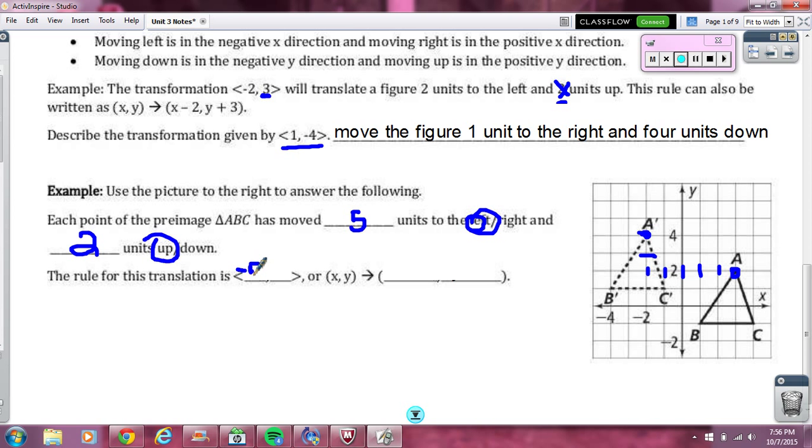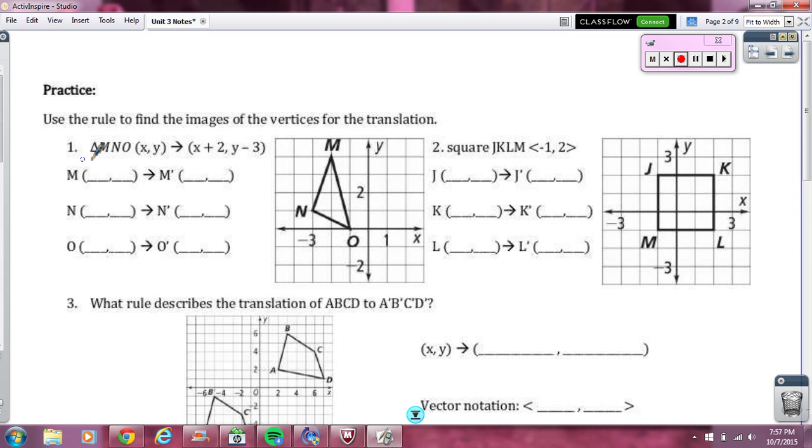If I wanted to describe that using a vector, then I could put -5 because I'm moving to the left, and a +2 because I'm moving up. Another way I could write it, x minus 5, and then a comma, and y plus 2. So on the next page, you've got a couple that you can practice. Maybe we'll just do this first one together, and then we'll finish up the rest in class.